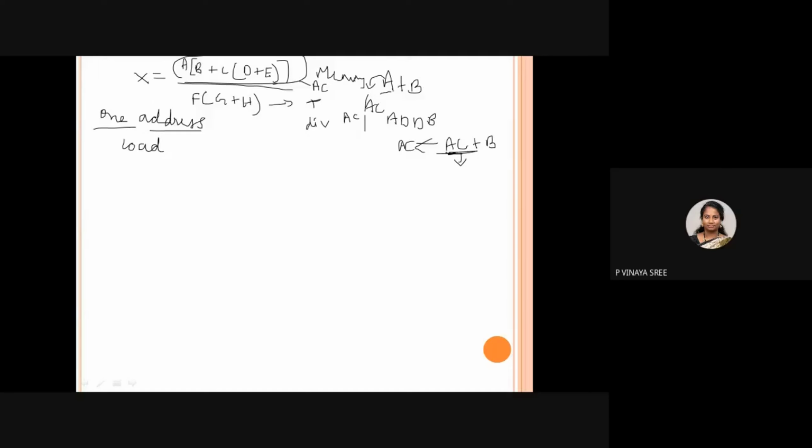The parenthesis has the highest precedence, so I'm loading g, which means we are loading the contents of memory location g into an accumulator. So it is m of g. Next we need to perform an add. Add h means inside an accumulator, along with the accumulator value, because one of the operands will be present in the accumulator, which is g. So g plus m of h. So this is your add.